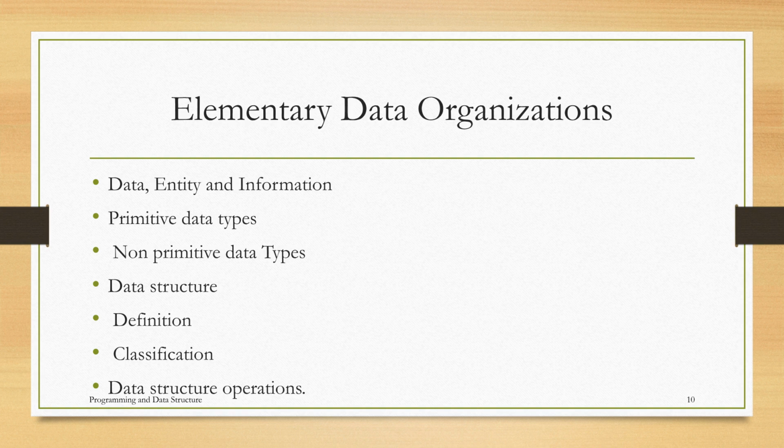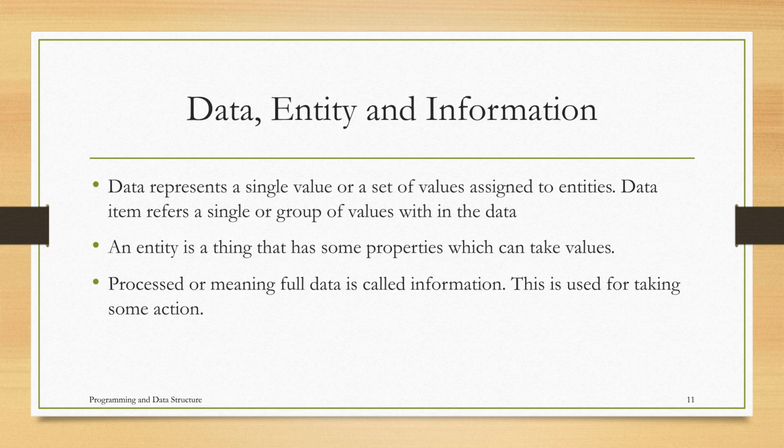This section covers elementary data organizations, including data, entity, and information. We'll explore primitive and non-primitive data types, data structure definitions, classifications, and operations. Data represents values assigned to entities, with data items being single or grouped values. An entity has properties that take values. Processed data becomes information, used for action.